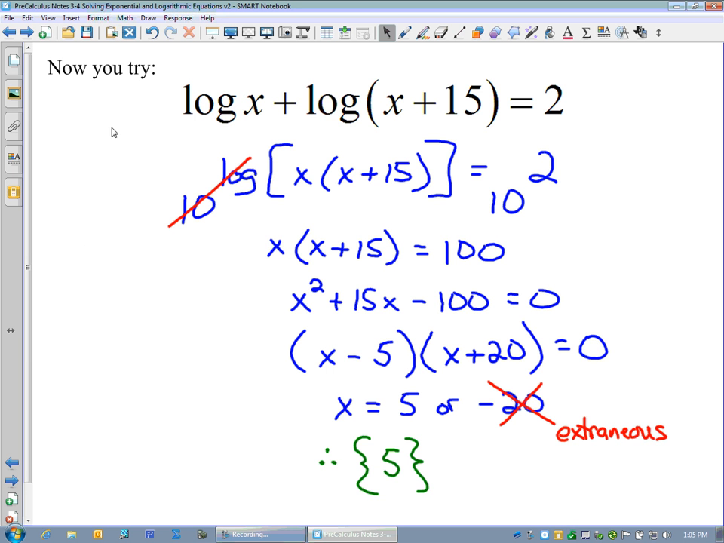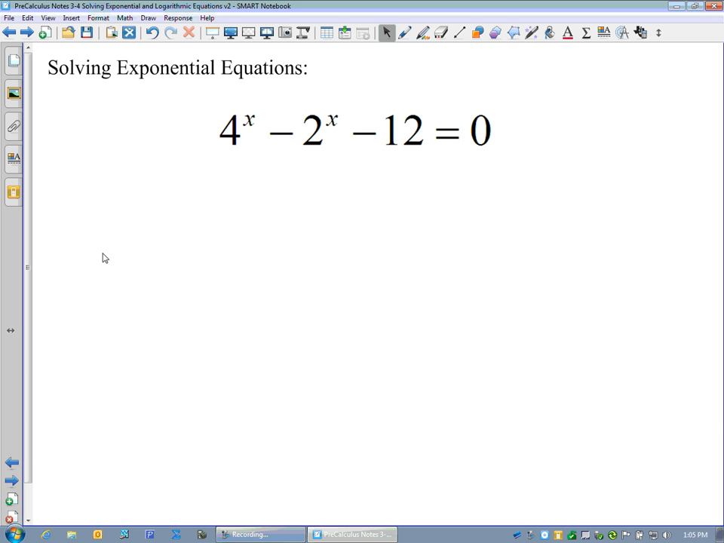All right, now I'm going to introduce you to a little more of an advanced technique that you will be seeing a lot in calculus. It's called U substitution. Let's look at this exponential equation. First thing we want to do on an equation like this is, if we can ever rewrite exponents so they have the same bases, then that gives you more options with your manipulations. So since 4 is 2 squared, I'm going to rewrite it as 2 squared. So it's 2 squared to the x minus 2 to the x minus 12 equals 0.